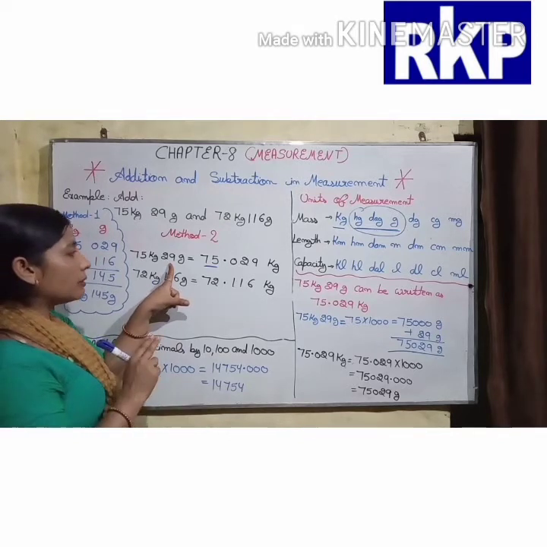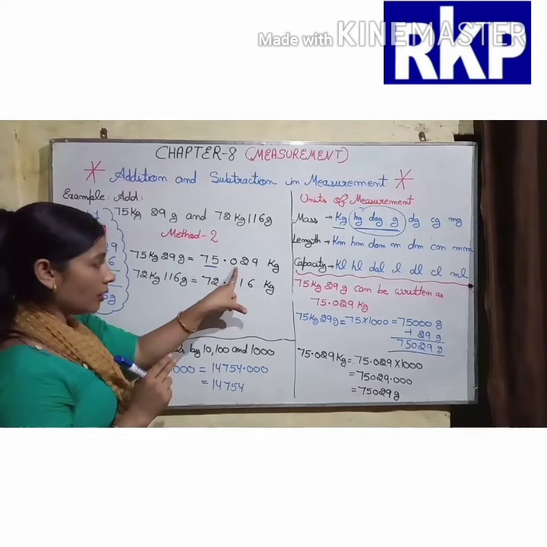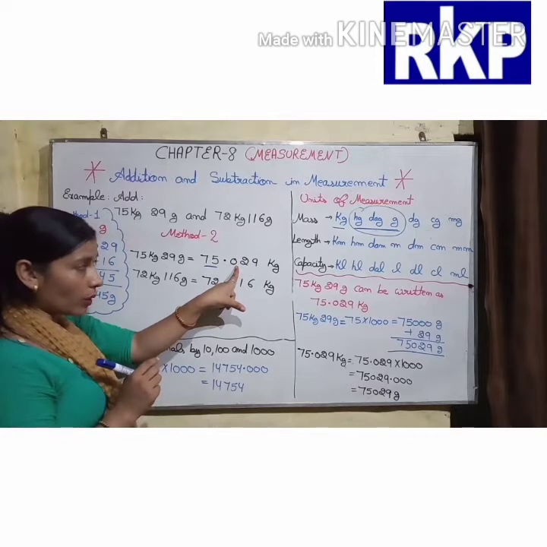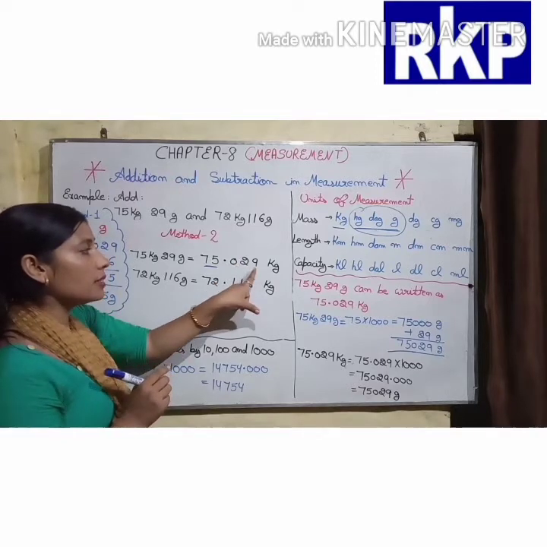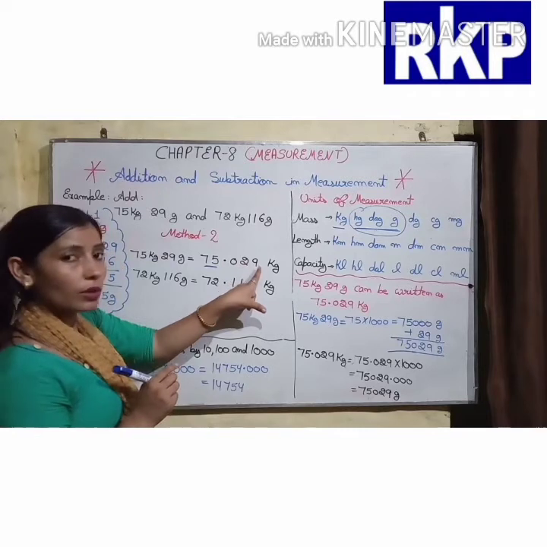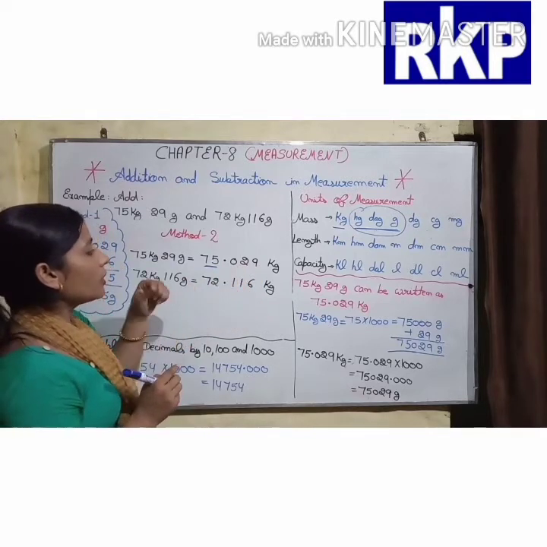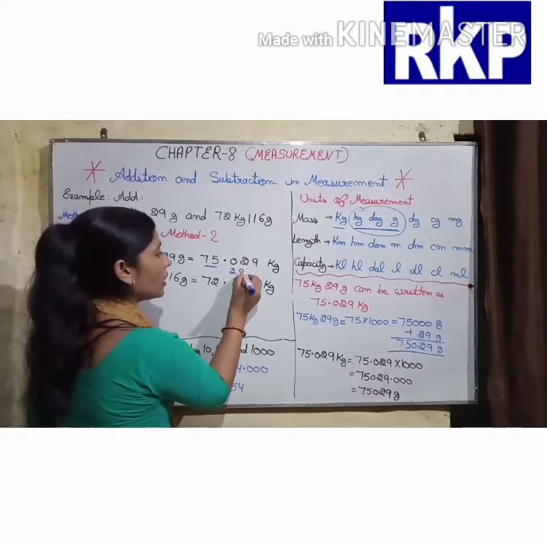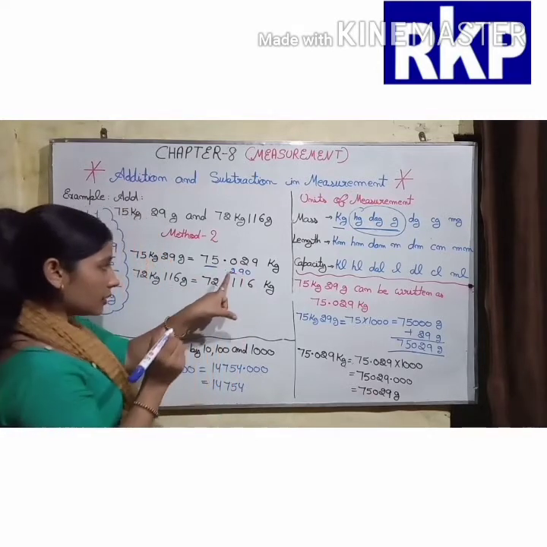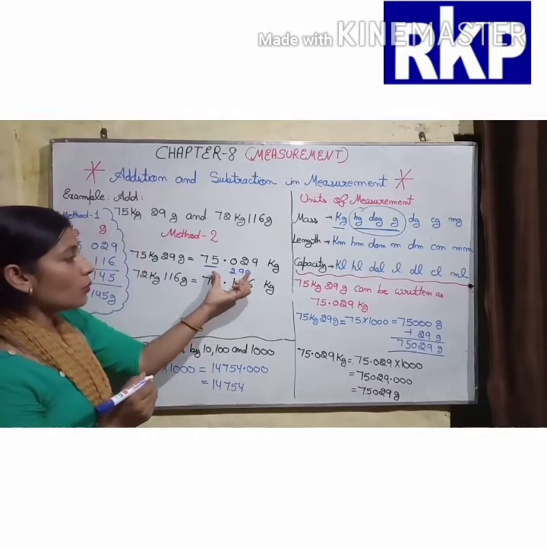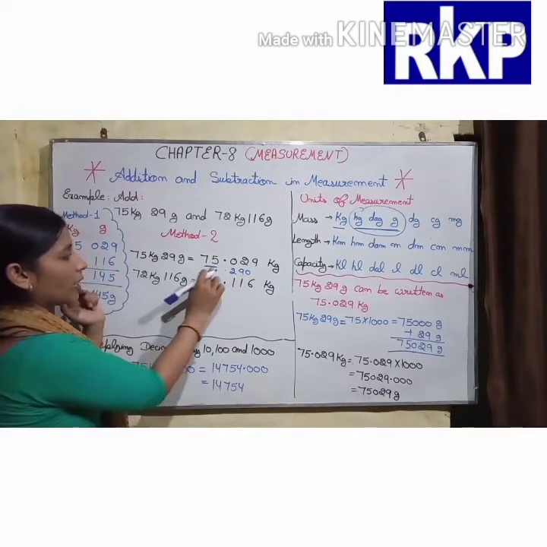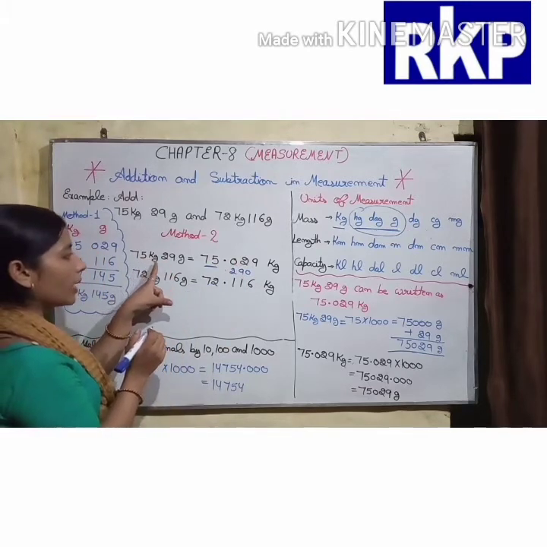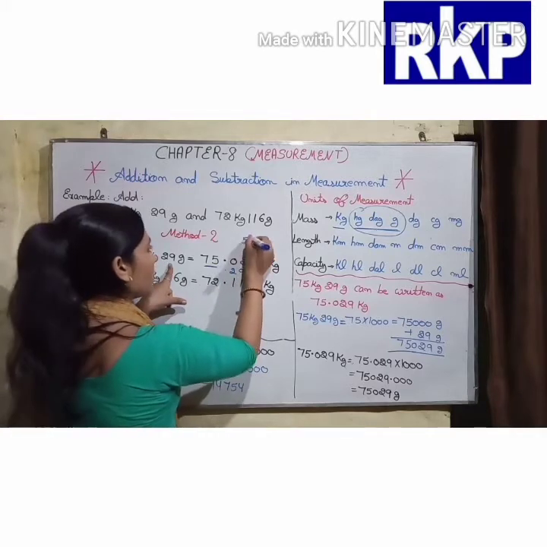So how can we write 29 here? Here we have to write 0, then 2, then 9. Like this we have to write 3 digits. 0 to 9. Because if we write here 2, here 9, here 0, then it will be wrong beta. So we have to write 75.029.